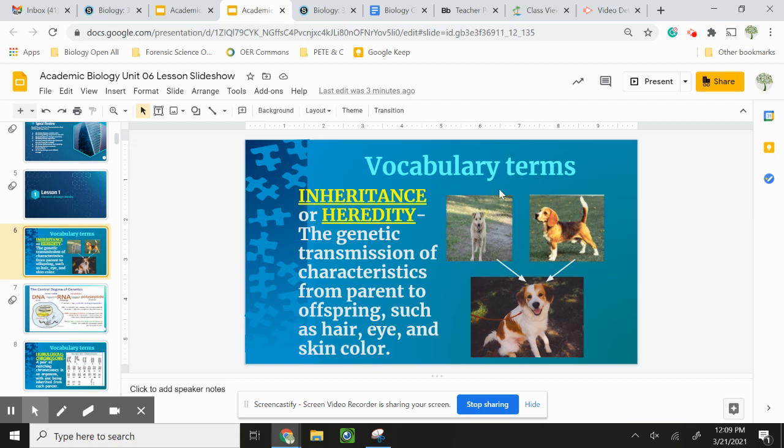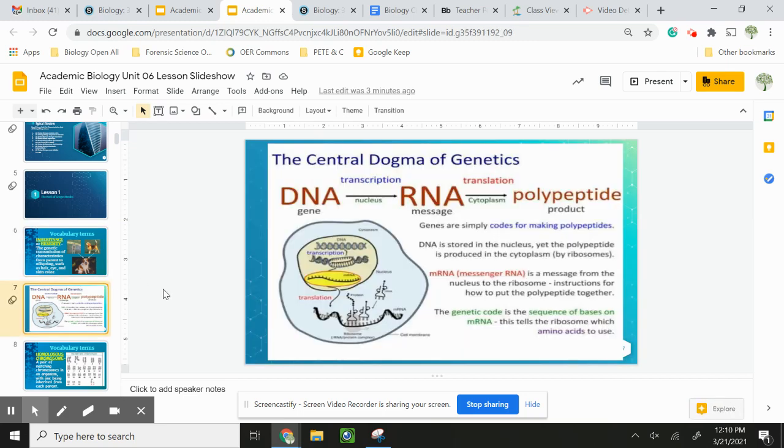So, the genetic transmission of characteristics from parents to offspring, such as hair, eye, and skin color, all has to do with inheritance or heredity. All right. You've heard these terms before. You might not have thought too much about them, but you really remember, the traits that you inherit from your parents are the reason that we have the physical characteristics that we have.